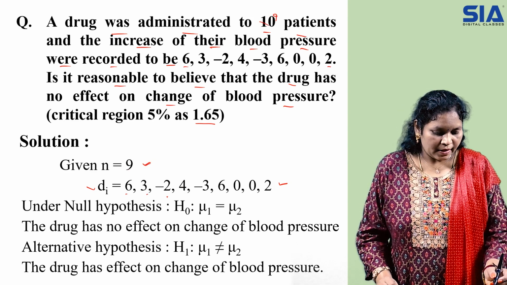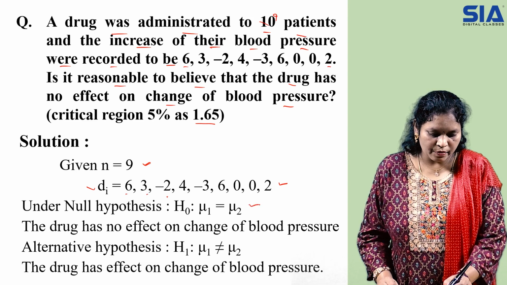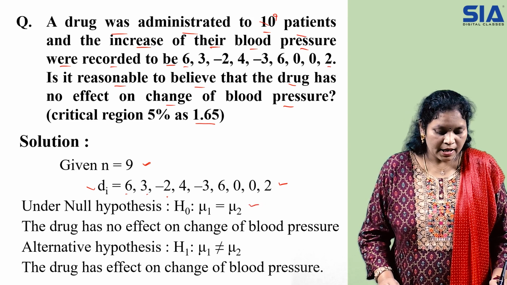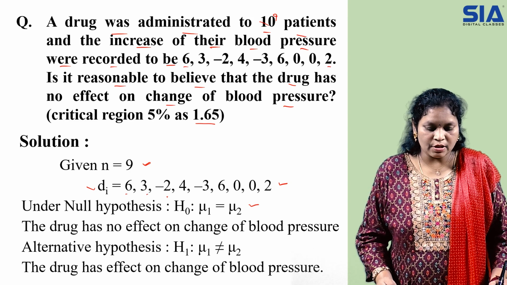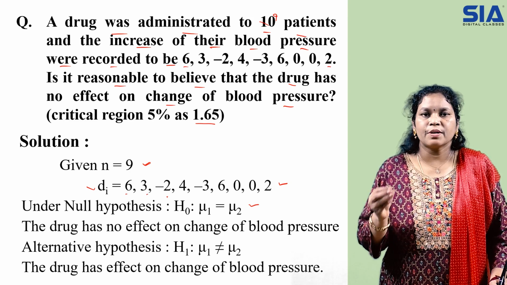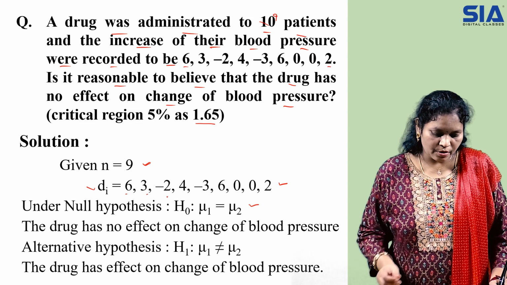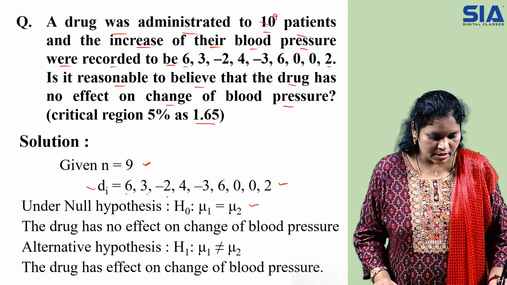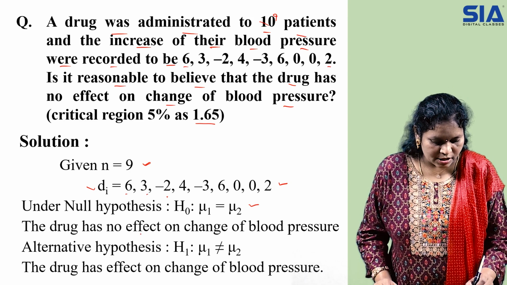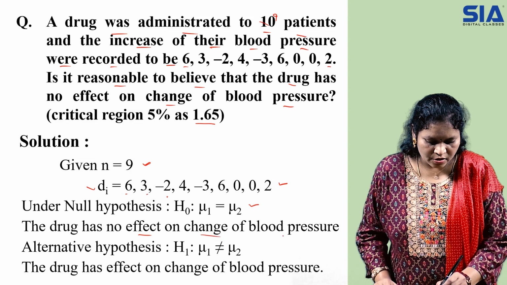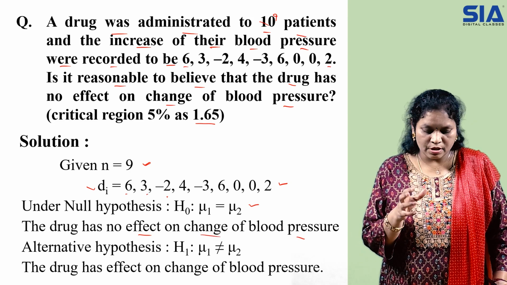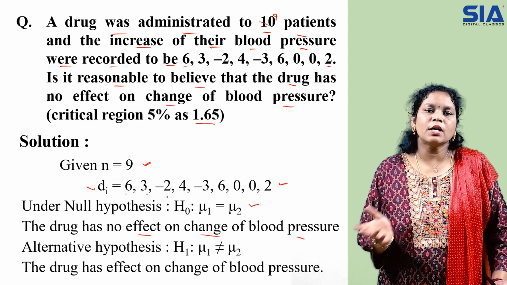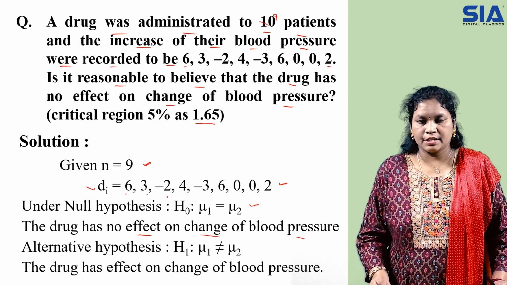Okay, next, under null hypothesis H0: mu1 is equal to mu2 we need to consider. So two population means, mean values we need to consider here, because we test for means we'll do here. So H0: mu1 is equal to mu2 I am considering. That is the drug has no effect on change of blood pressure. So the new drug whatever they have introduced, it will not impact the blood pressure, that we are considering here.